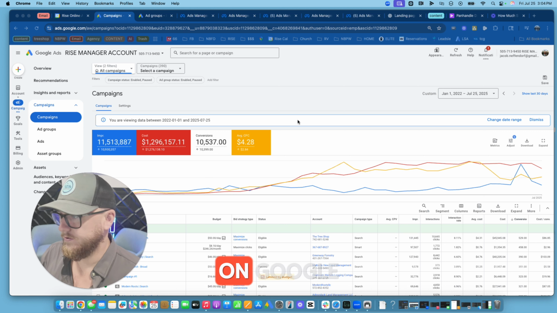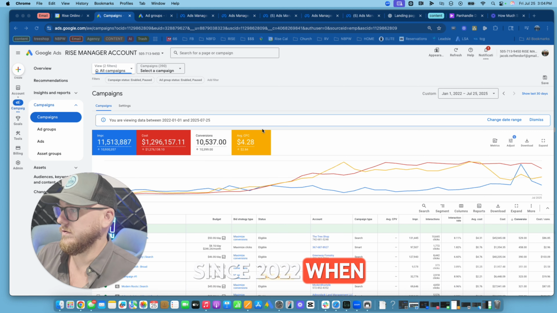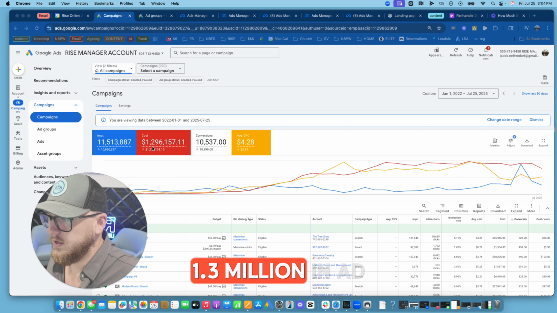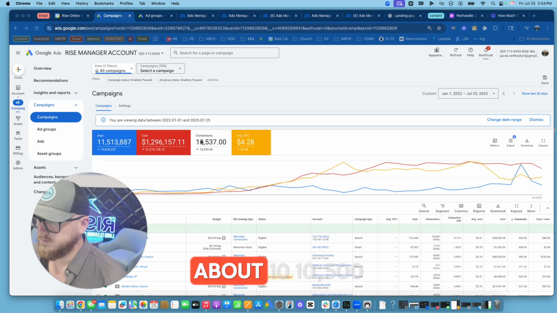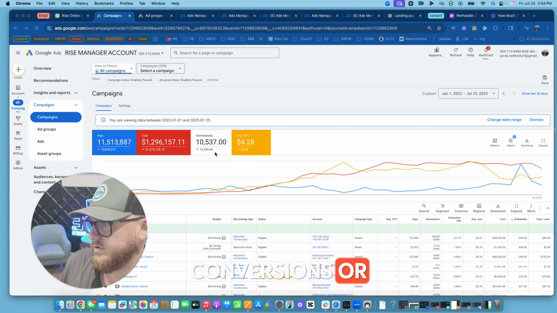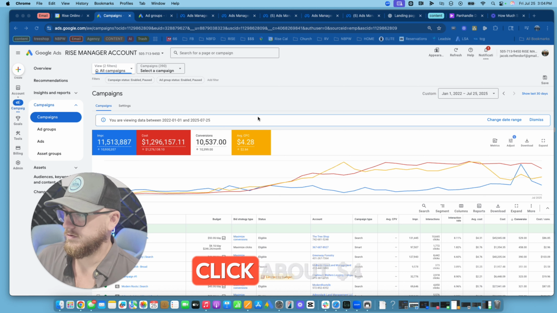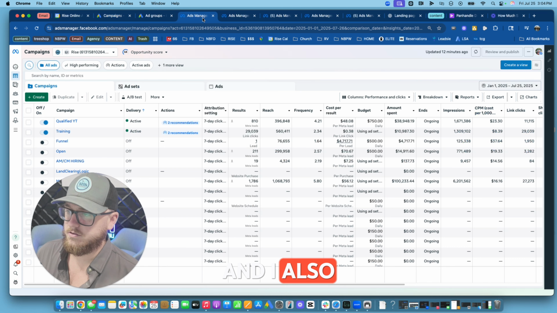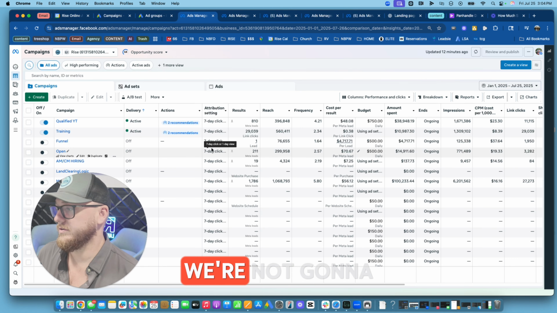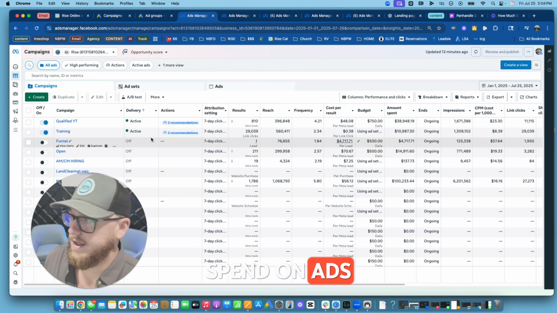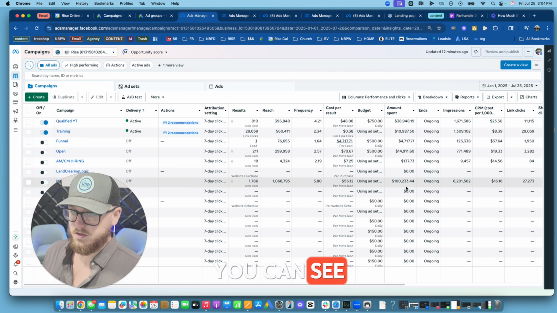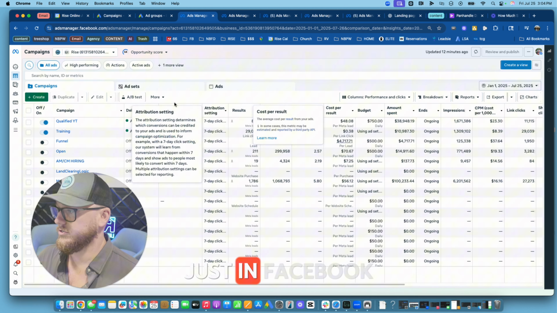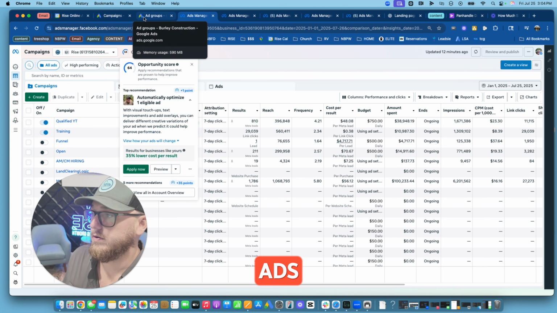Here is our manager account on Google. You can see since 2022 when we started doing all of this, we spent like 1.3 million in ad spend, produced about 10,500 conversions or leads, and average cost per click about $4, which is pretty nice. I just like to show that, and I also like to show that we practice what we preach. We're not going to tell people to spend on ad spend and not be doing it ourselves. You can see this year alone, 2025, we spent about 150,000 so far just in Facebook on our own ads.